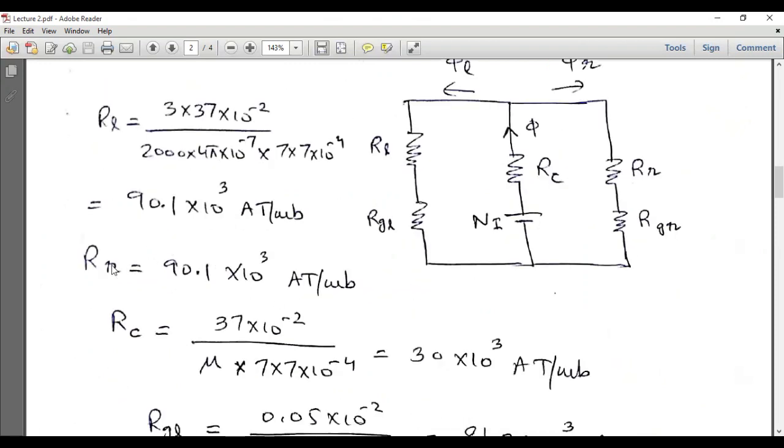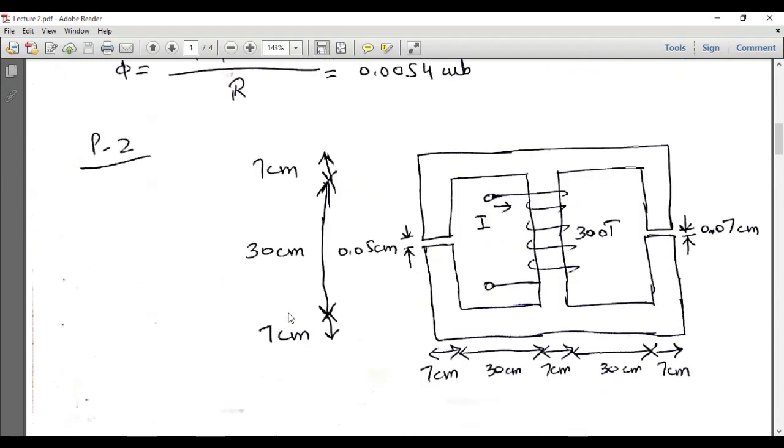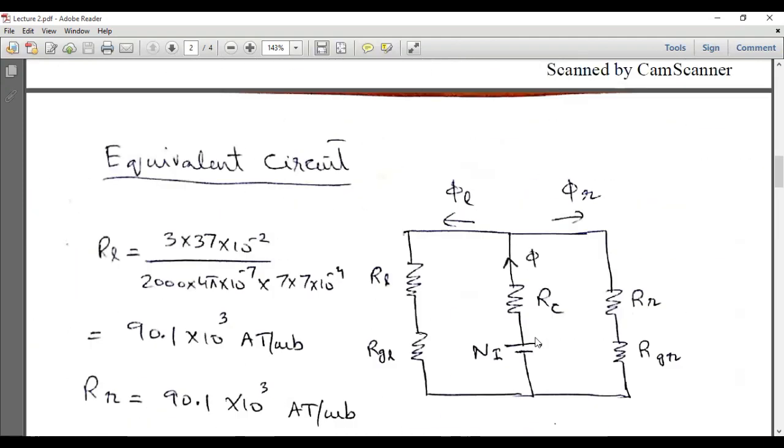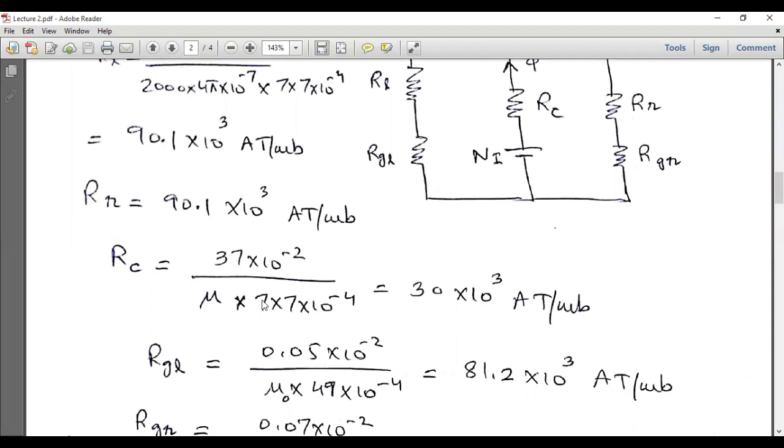Similarly, we can calculate the reluctance of the right branch, and all these parameters are the same for the right branch as well, so the same value is obtained. Now we have to calculate the reluctance of the central branch. The central branch length is 37 centimeters, so by using this value, the central branch reluctance is calculated as 30 into 10 raised to power 3 ampere turns per Weber.